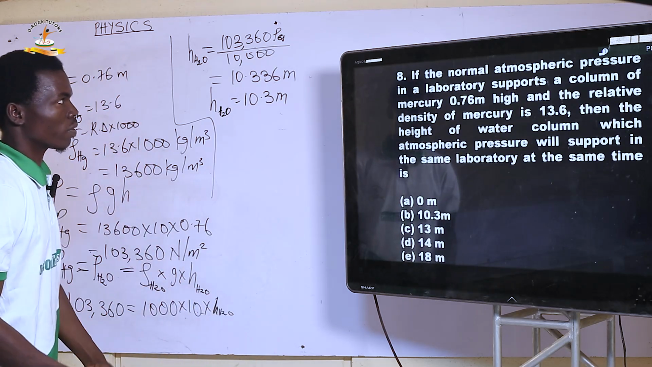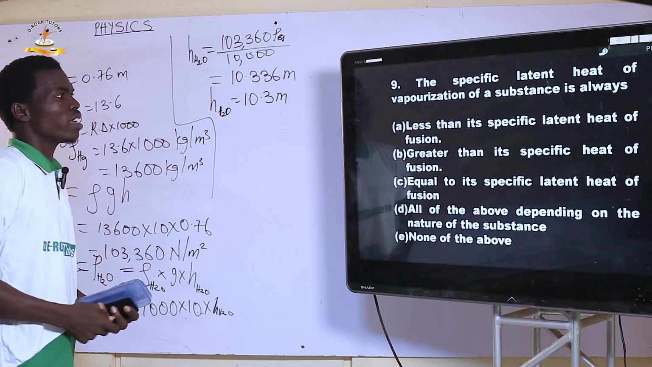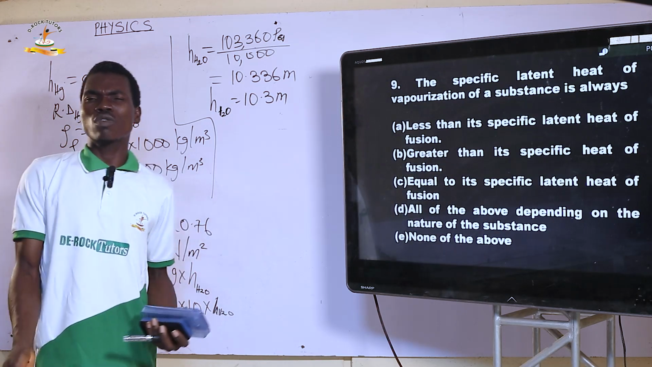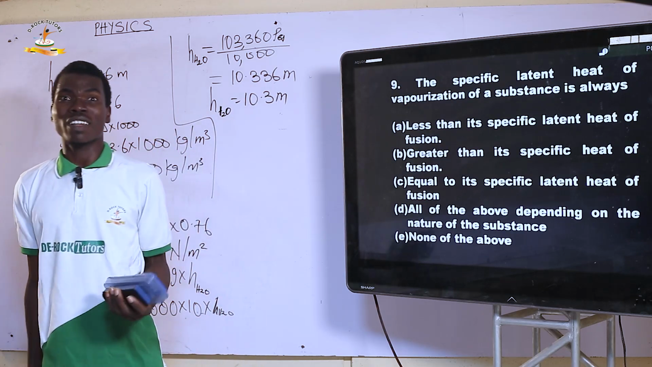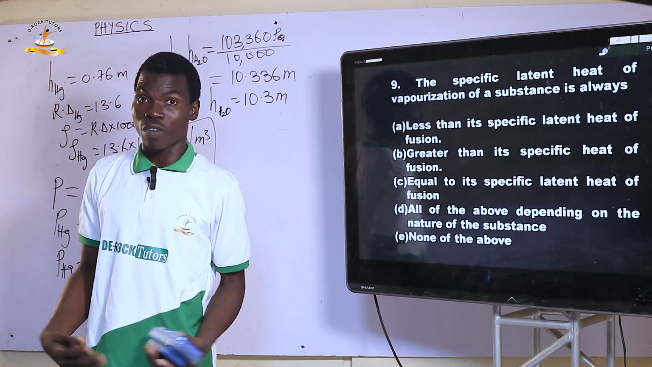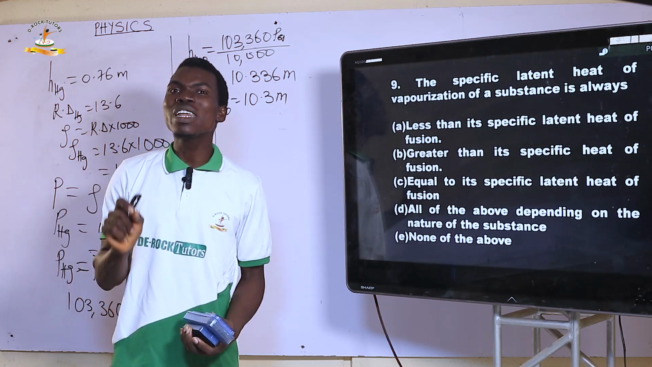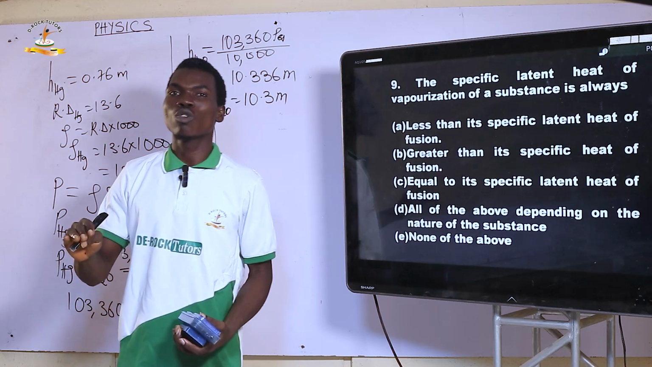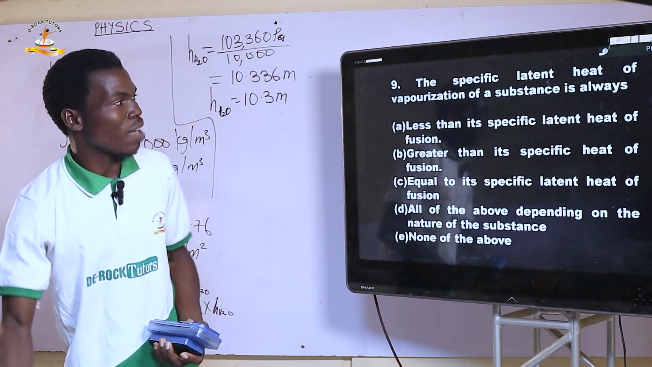Let's go to the next question. Question 9, rather. The specific latent heat of vaporization of a substance is always, so you need to know what specific latent heat of vaporization of a substance is. The specific latent heat of vaporization of a substance is the quantity of heat required to completely vaporize the substance from the liquid stage to what? To the vapor stage, or you call it the gaseous stage.